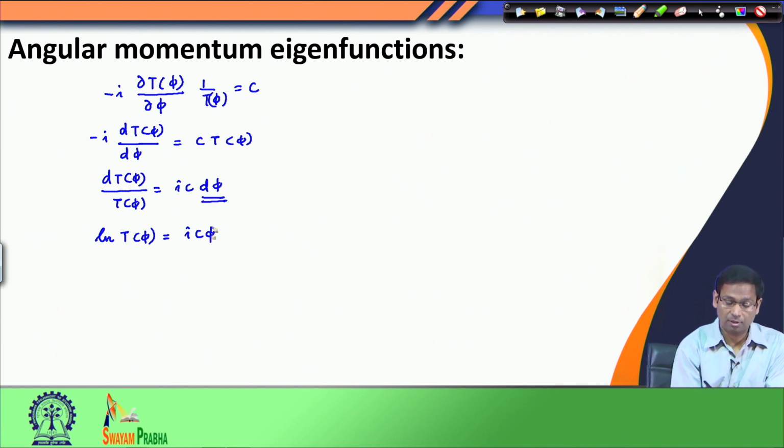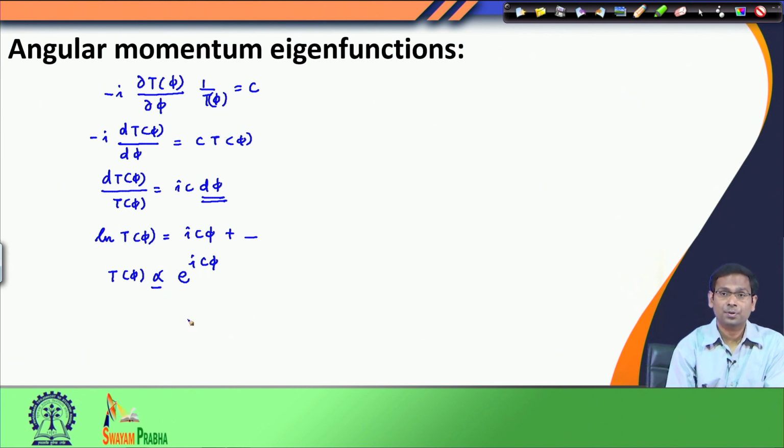So, I am just integrating dφ because i is the imaginary root, c is the constant. So, I am getting φ plus that is the constant of integration. Therefore, T of φ is proportional to e to the power i c φ. Again I am using this proportionality relation instead of equality because there exists another constant.